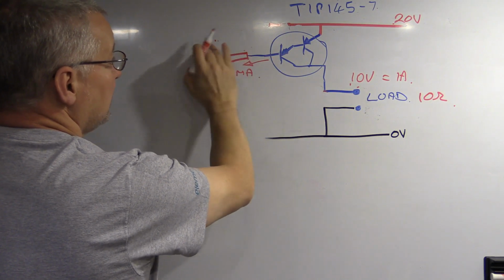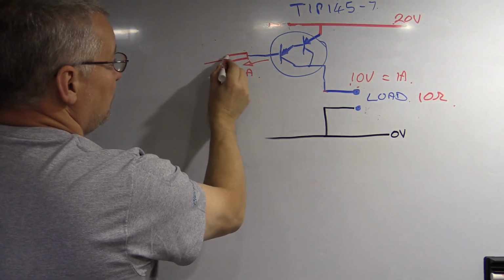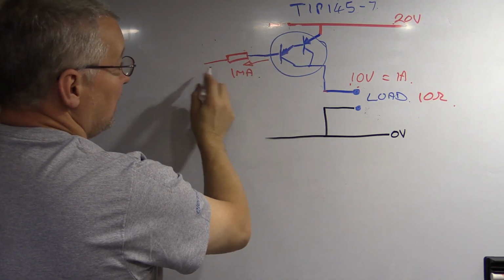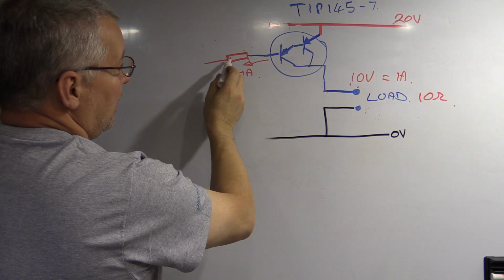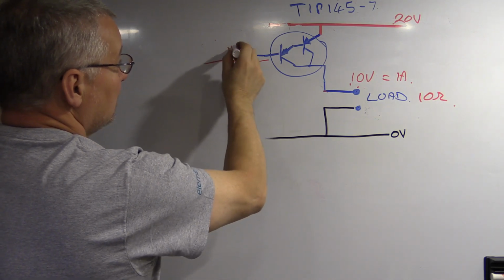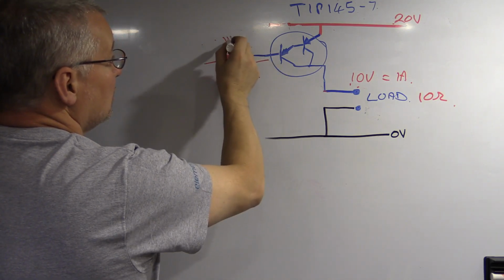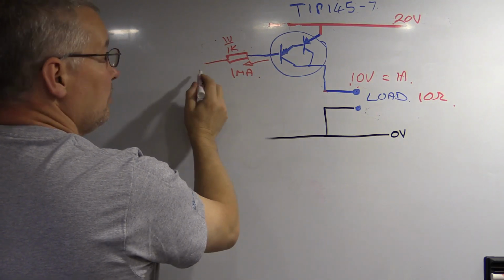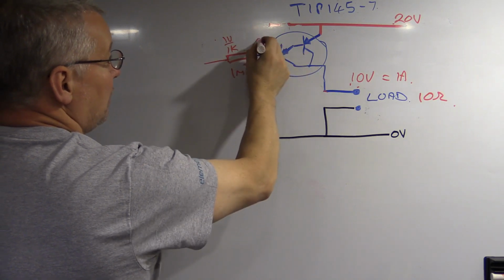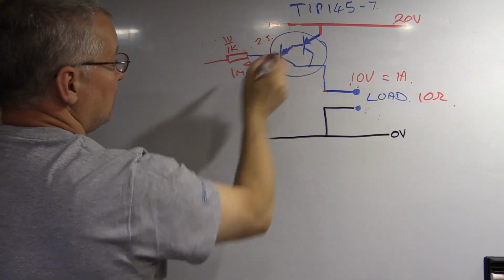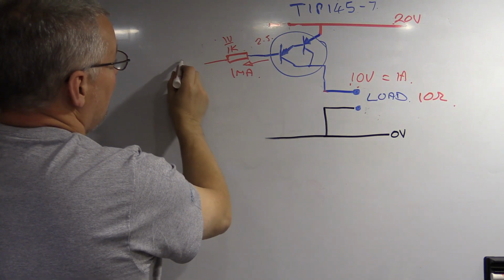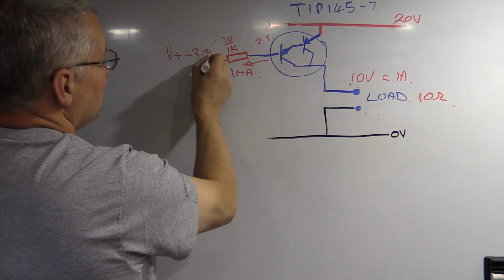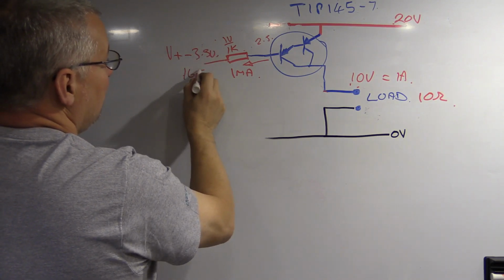Let me just get rid of that for a second. If I've got 20 volts and I want to have 1 milliamp flowing through here, if that's 1K, I want to be dropping 1 volt across this resistor to get 1 milliamp. 1K, 1 volt, 1 milliamp, which means that of the 20 volts, I've dropped 2.5 here. Remember that 2.5 across here. That means this needs to be V plus minus 3.5 volts. So that's going to be about 16.5 volts here.